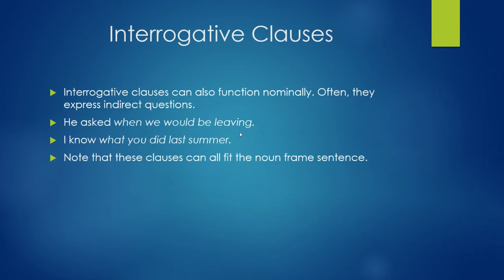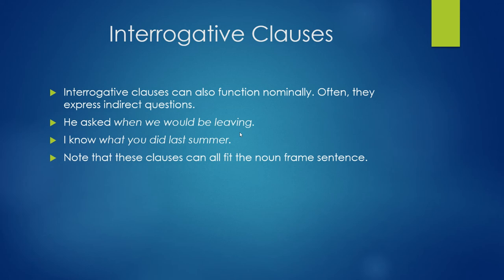So we're ready to move to the other kind of nominal clause in Chapter 11, and these are interrogative clauses that can also function nominally. And often they're used to express indirect questions. And here's some examples. He asked a question. He asked when we would be leaving. So you can see how when we would be leaving is functioning as a noun in that sentence. When we would be leaving seems all right. It fits the frame. I know what you did last summer.